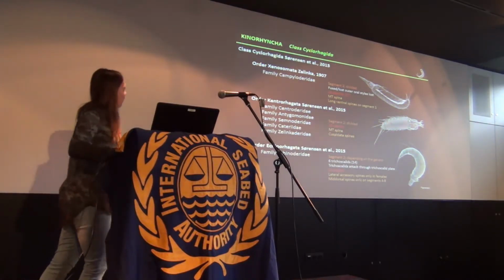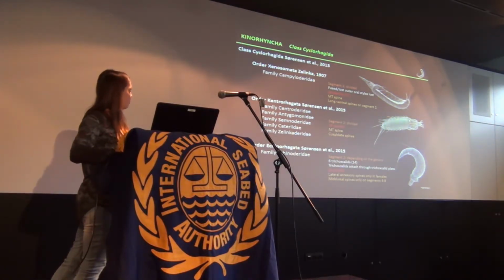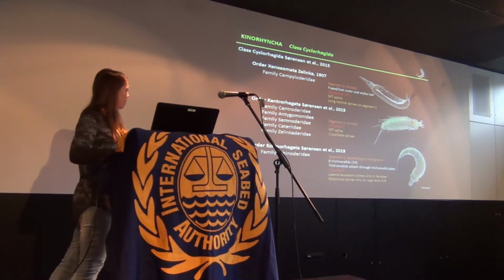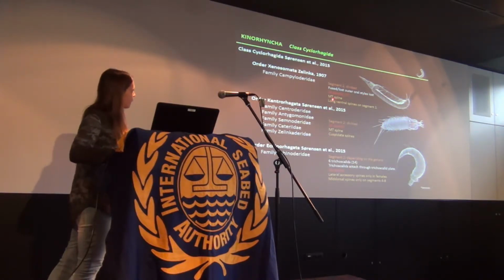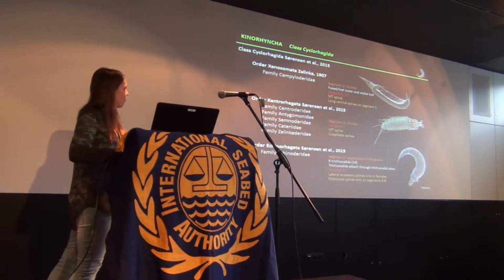In the order Xenosomata we have 1 family, Kentrorhagata has 5 families, and Echinorhagata a single family. And here we can find some diagnostic characters for each of the orders, like the presence of this mid-terminal spine, referring to the spine in the last trunk segment, that appears in Xenosomata and also in Kentrorhagata, but is absent in Echinorhagata. We have other morphological characters that are useful to identify the order.